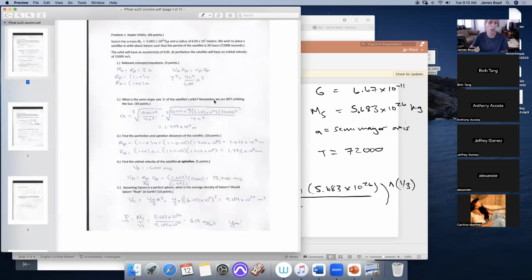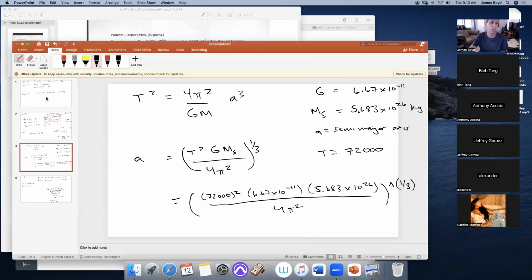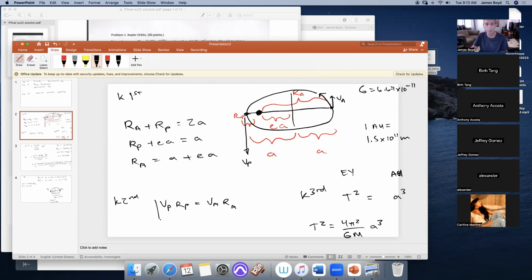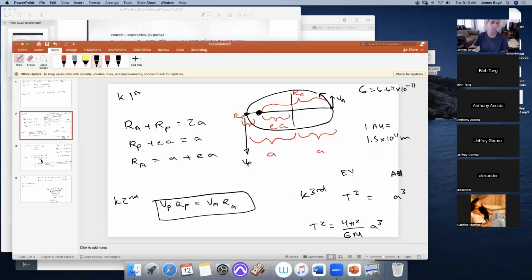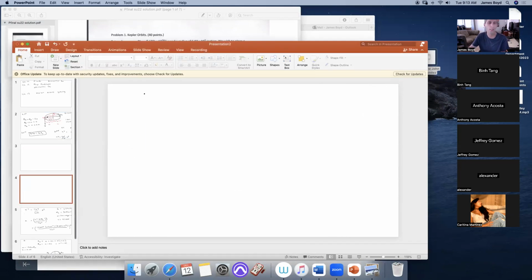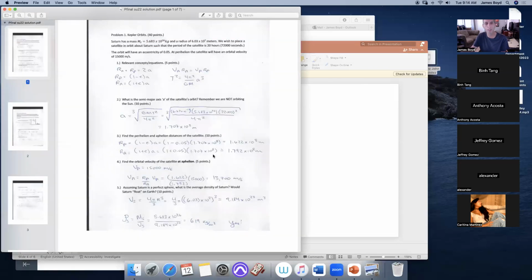Okay. All right. So once we have this, if we go back to the second law, we now have RP and RA. And if we read the problem, we were told that at perihelion, the velocity was 15,000. So VP times RP is equal to VA times RA, and we want to find VA. We know VP is 15,000. And we just found that RA and RP were 1.622.